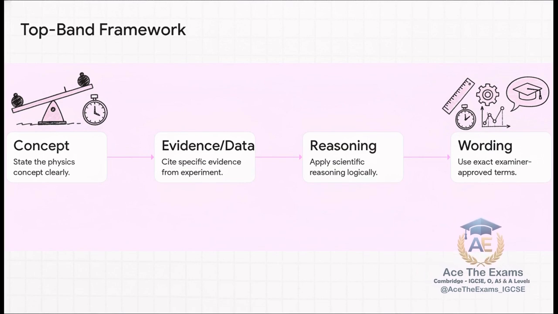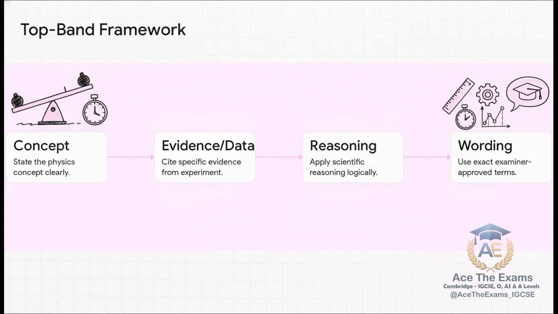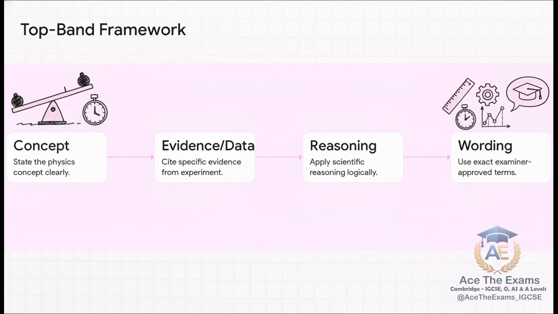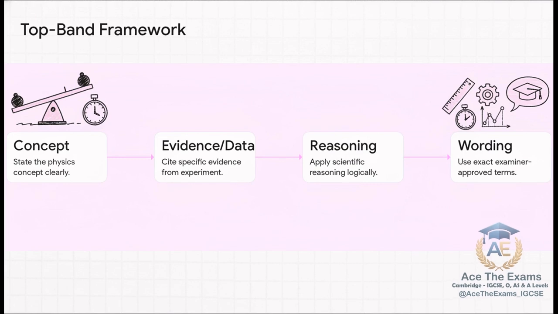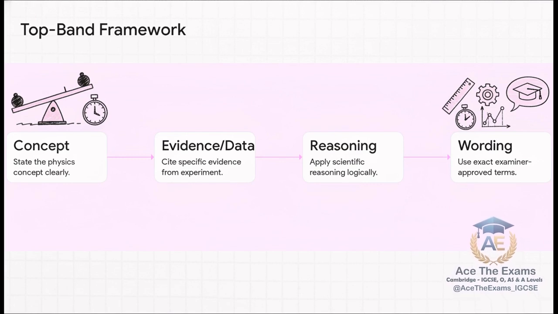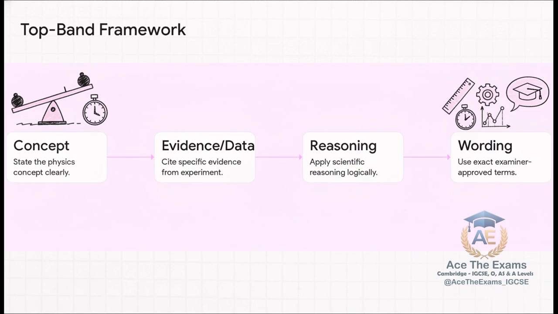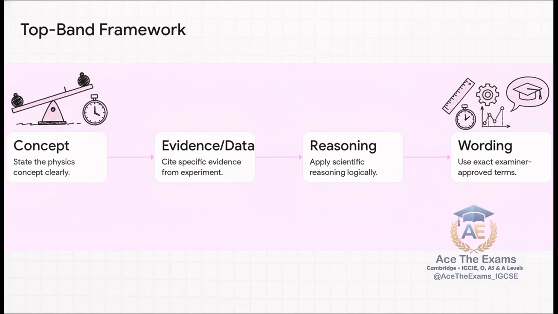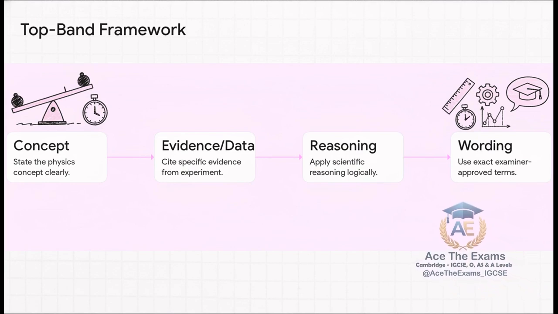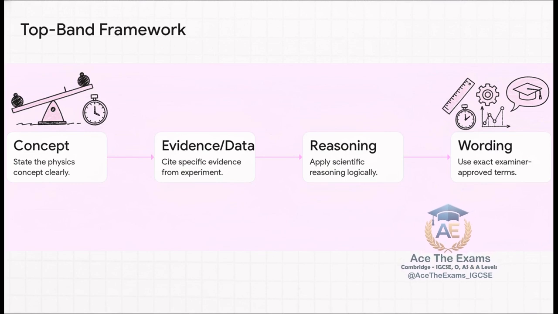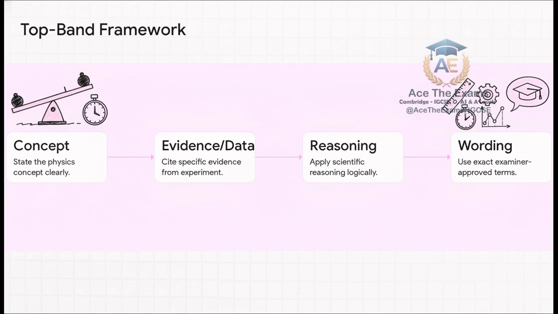Step 1. State the physics concept clearly, like moments, center of gravity, or thermal capacity. Step 2. Cite your specific evidence or data directly from the experiment's table or graph. Step 3. Apply scientific reasoning to logically connect that data right back to the concept. And Step 4. Wrap it all up in that exact examiner-approved terminology we've been discussing. Lock this in. This is your 4-step formula for maximum marks.